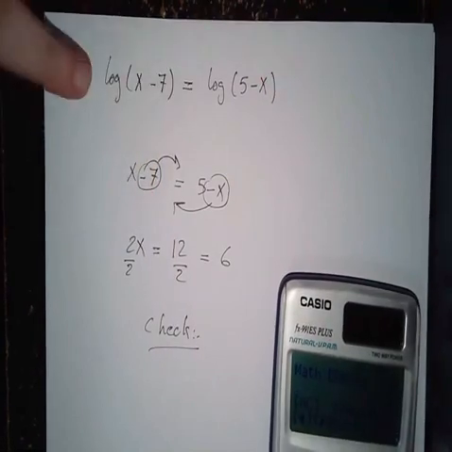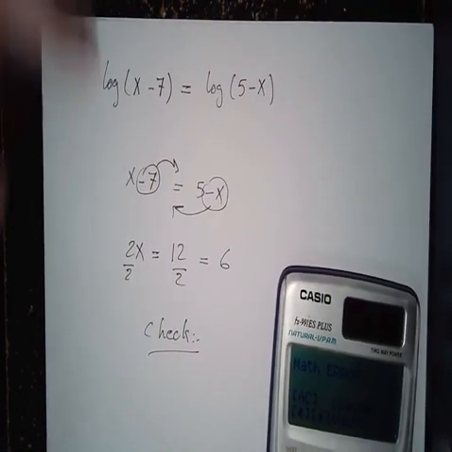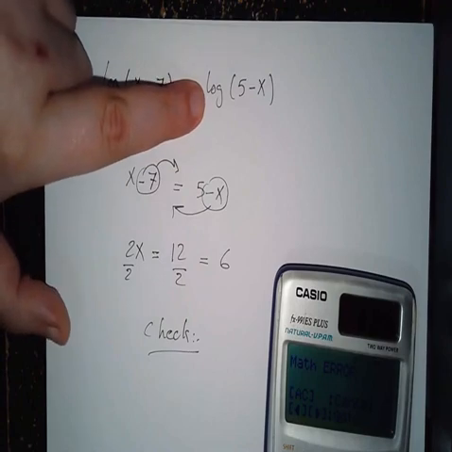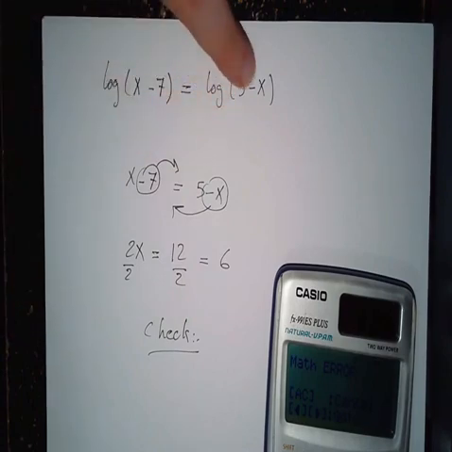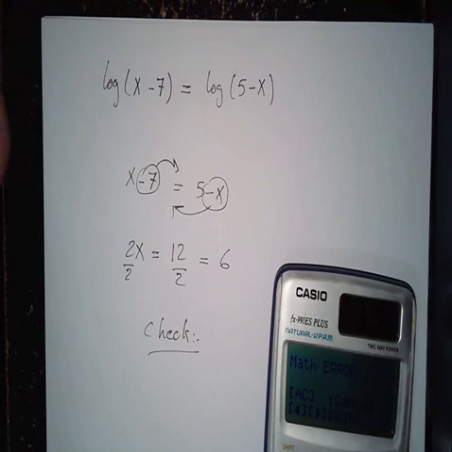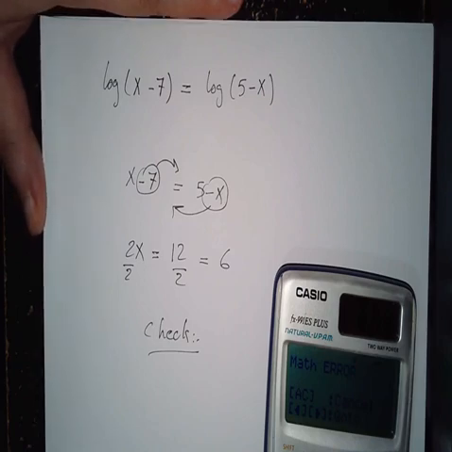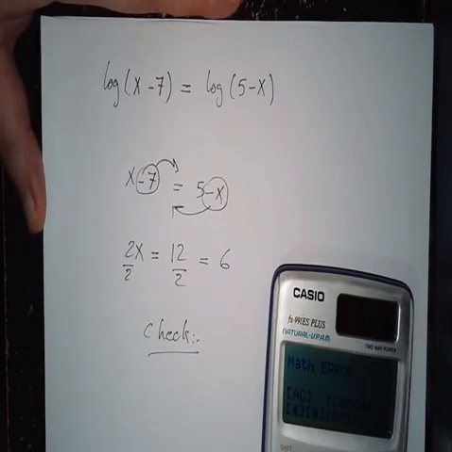So, since it doesn't work out, that means that this solution is not valid. But just to make sure, you can check the other one too. Log of 5 minus 6 is also going to be negative 1. So, both sides don't work. But just for reference, in case you ever stumble across a problem where only one side didn't work, that still is no answer. Both have to work.